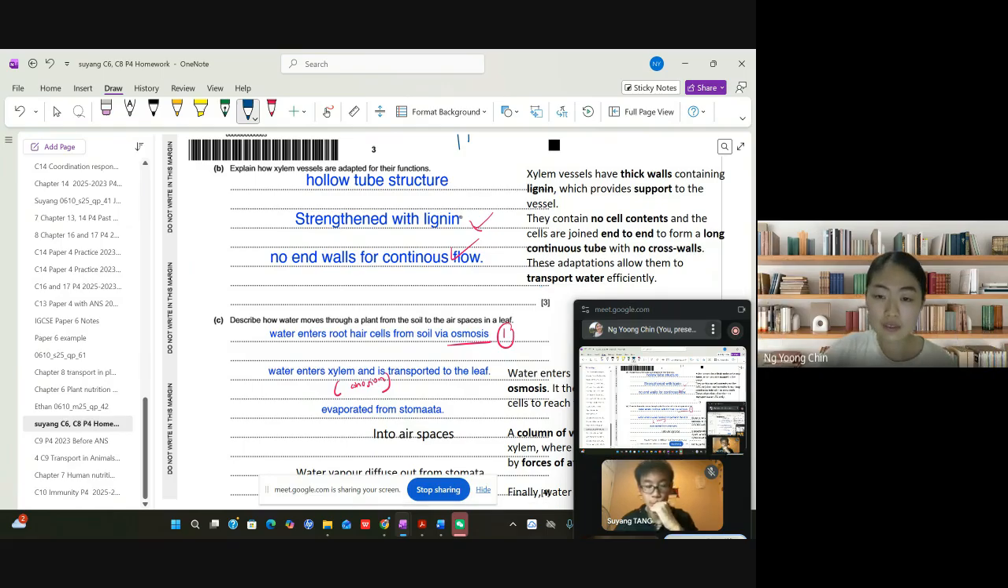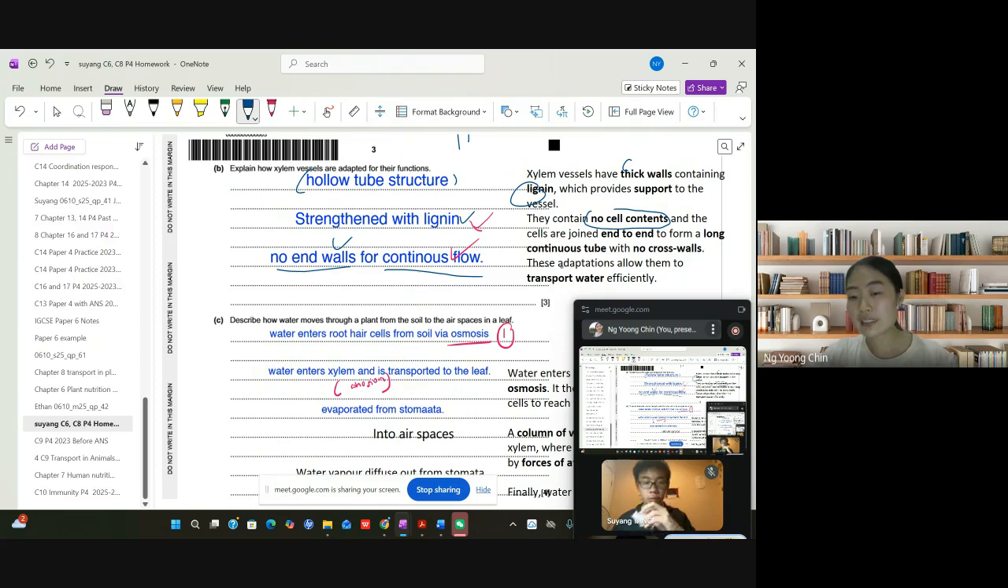Yeah, so this is okay. And then this one, I think you should write hollow tube without any cytoplasm inside. You can just mention no cytoplasm, because no cytoplasm inside the Xylem vessel is one of the important points. See, no cell contents. So this is their feature. Thick wall with lignin, no cell content, and then no end wall for continuous flow. This is also correct. So no end wall for continuous flow of water. You should write your answer in a more detailed way. It will be better.